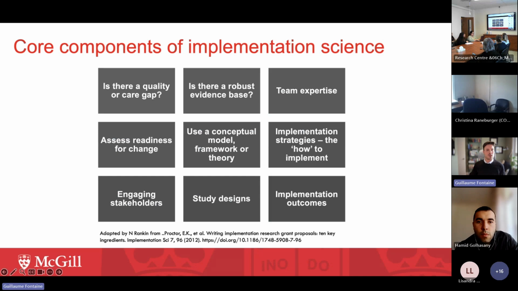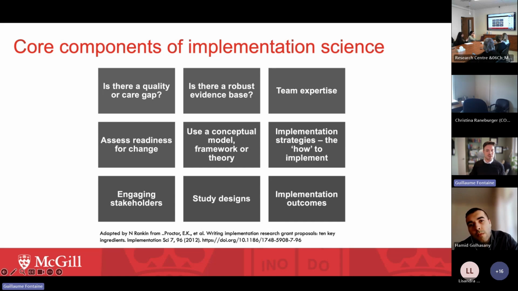Some of the core components of implementation science are really looking at, first, is there a quality or care gap? And then, is there an evidence-based practice that we want to put into practice? Is there a robust evidence base around this practice? Do we have the expertise as well to go about changing practice? Assessing readiness for change. And really the central piece of implementation science is using conceptual models, frameworks, and theories.